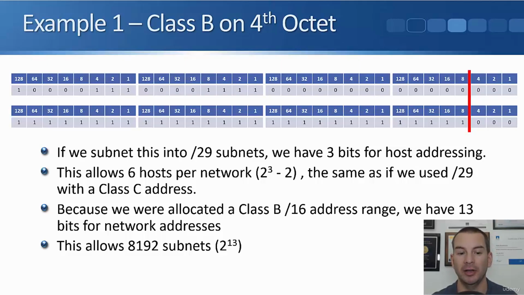And that is going to allow a total of 8,192 subnets. Let's count that up as well. So 2 to the power of 13: 2, 4, 8, 16, 32, 64, 128, 256, 512, 1,024, 2,048, 4,096, and finally 8,192.